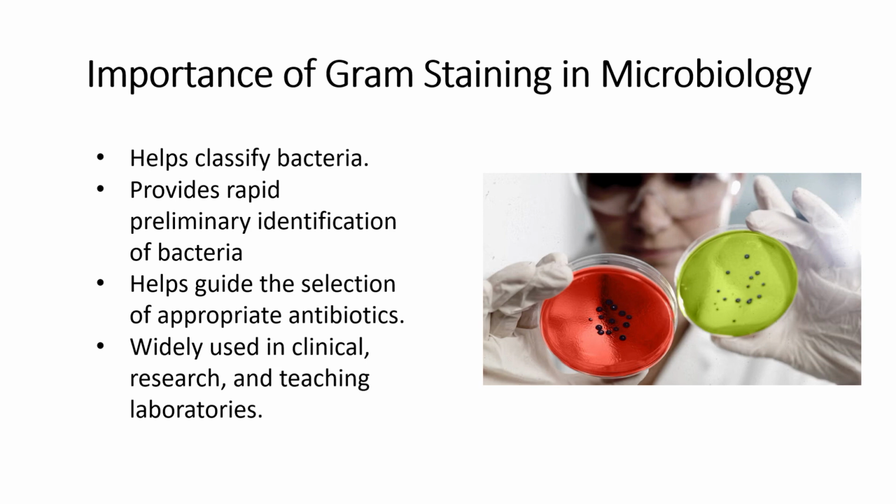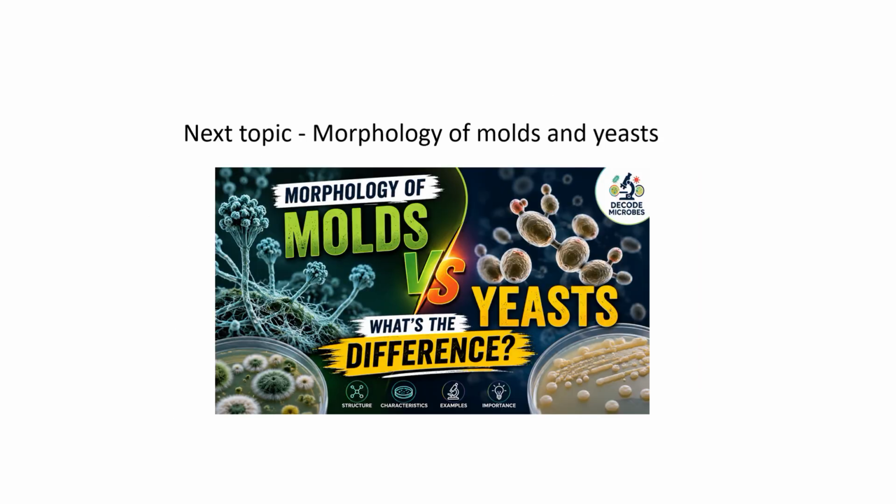So to summarize, gram staining is a differential staining technique that separates bacteria into gram-negative or gram-positive based on differences in their cell wall structure. So the key step is decolorization with alcohol and understanding the structure of the bacterial cell wall. I hope this explanation helped you to understand the concept clearly.